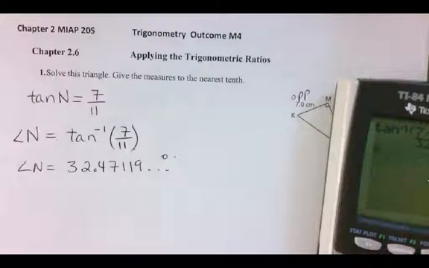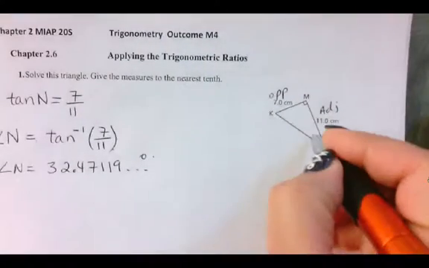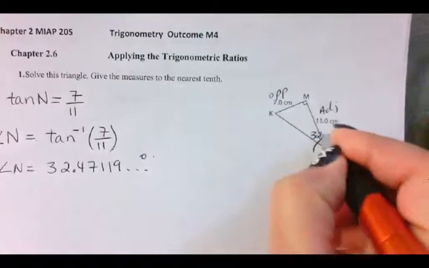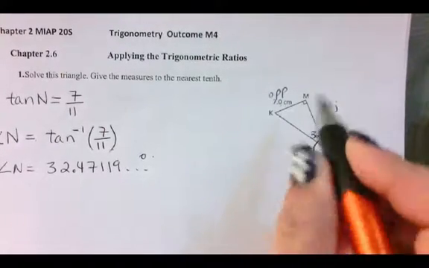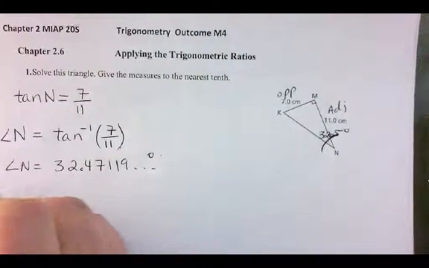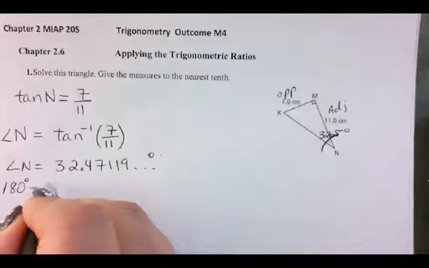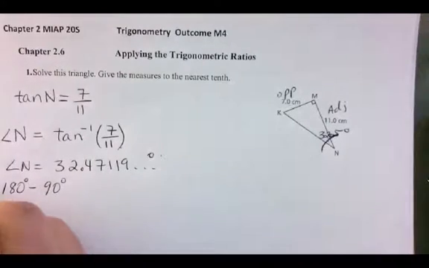Let's figure out what the other angle is. So can I figure out angle K right now? What am I going to use to figure out angle K? So if this is 32.5 degrees, what is this angle going to be right here? How do I figure that out? What property do I use? 180 minus 90.